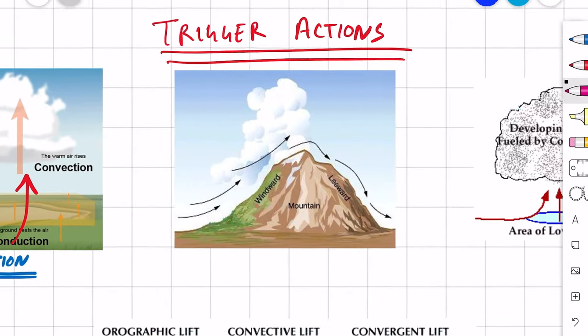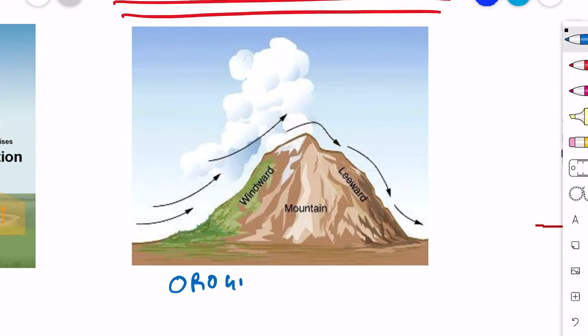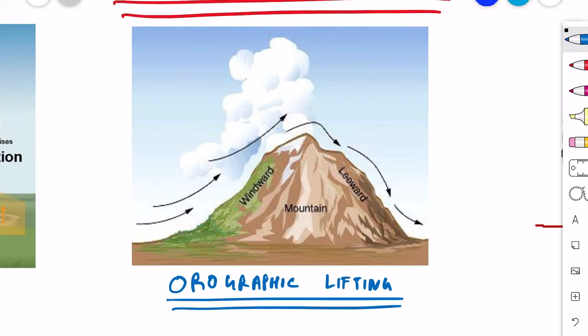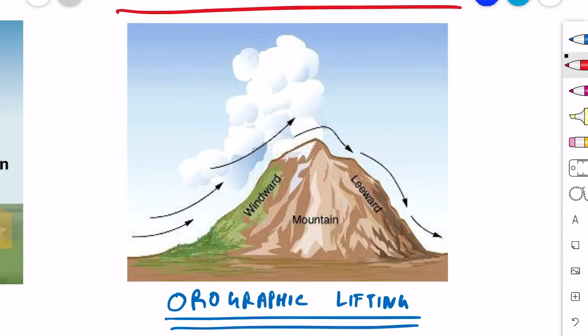Now the next trigger action is known as the orographic lifting. Orographic lifting of air means that the air is forced up because of an obstruction, like a mountain. So in this we can see that the winds are blowing from the left, and because there is a mountain, the air will start rising up like this. Because the air cannot go through the mountain, right? So the air will start rising up. And this rising of air is known as the orographic lifting.